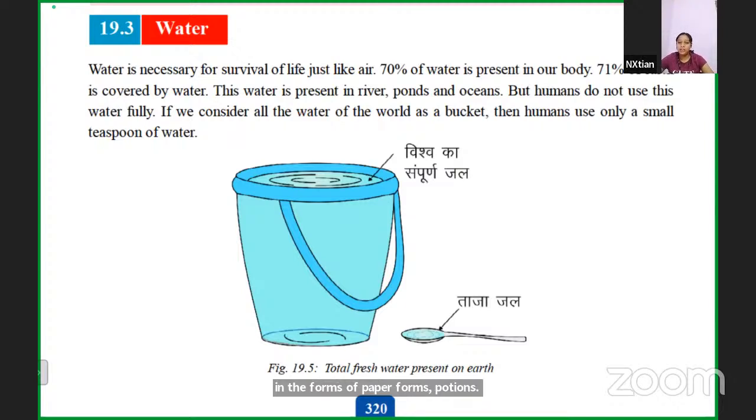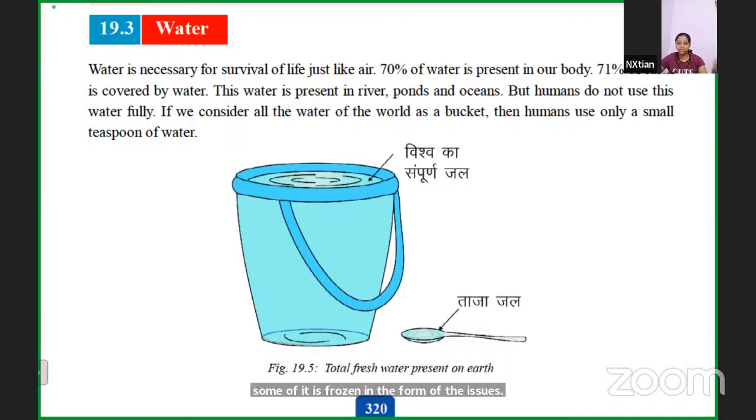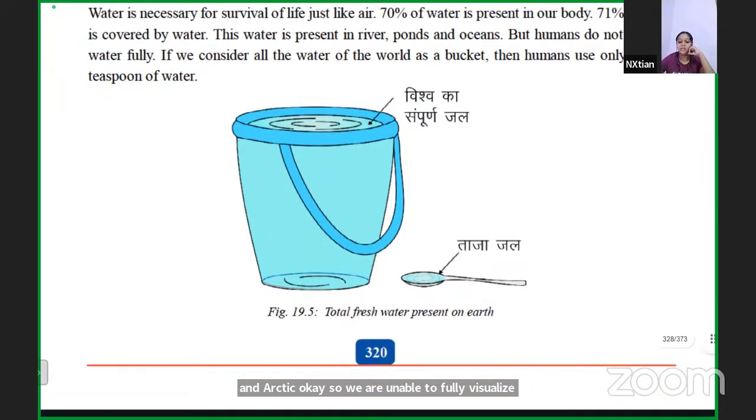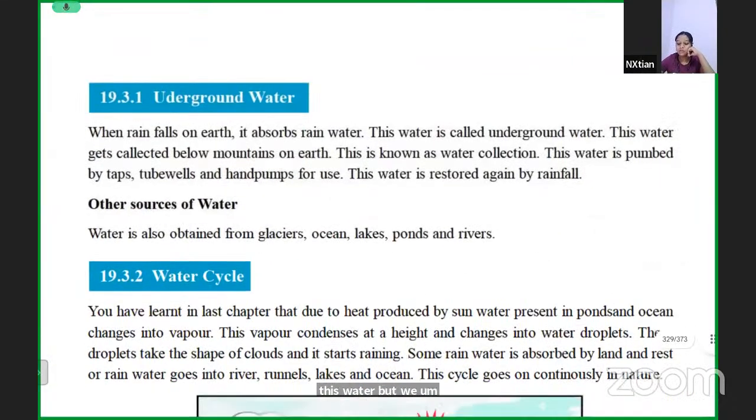But we are unable to utilize this water fully because some of it is in the ocean, some of it is frozen in the form of glaciers. Some is beneath the surface of the ice in the Arctic, Antarctic. So we are unable to fully utilize this water, we use only a very small portion of it.